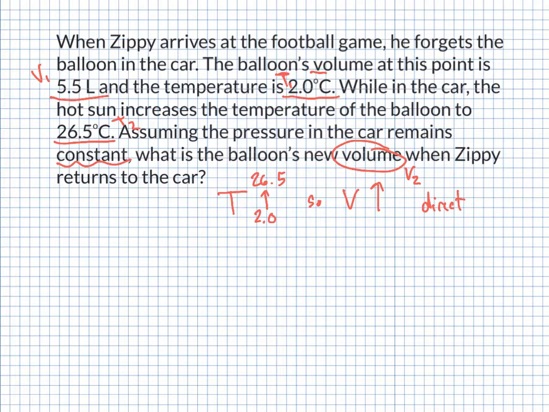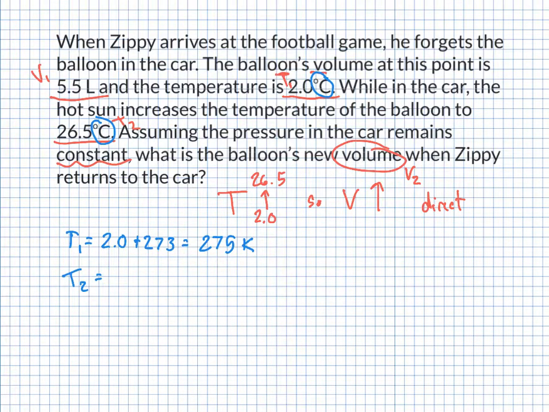So next thing I need to do, I need to deal with these temperatures because these are in Celsius and I can't have them in Celsius. I need them to be in Kelvin. So T1 is 2.0 plus 273, which means it's 275 Kelvin. Now, why did I not write 0.0? Well, I didn't write 0.0 because this doesn't have a decimal point. This is addition. I take it to the least number of decimal places.